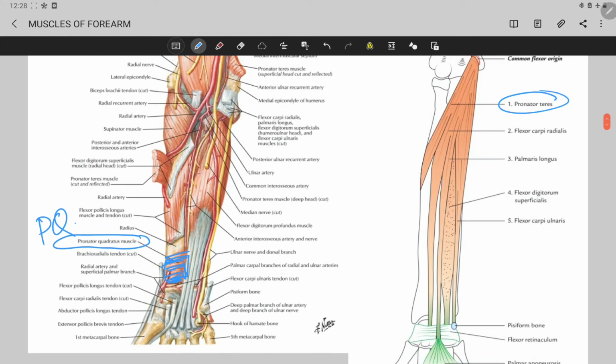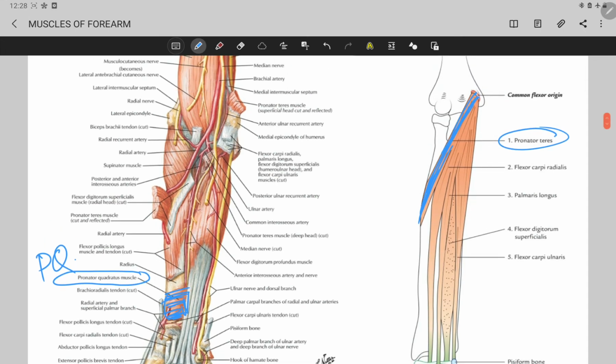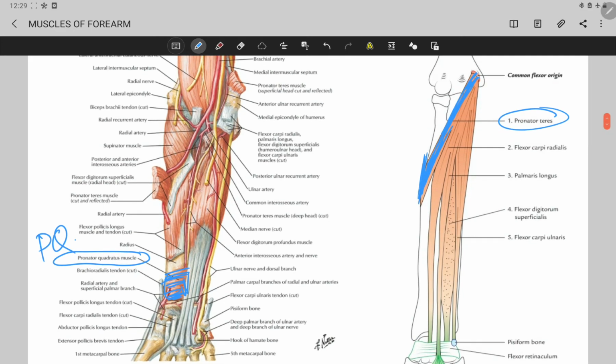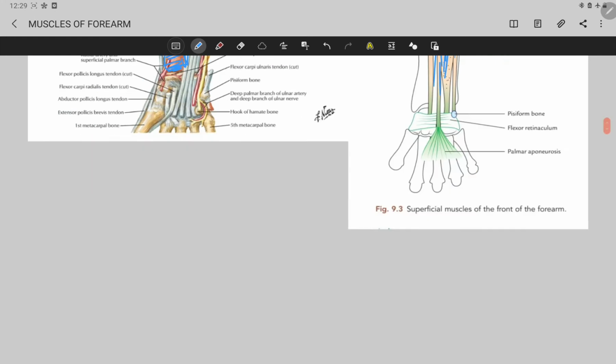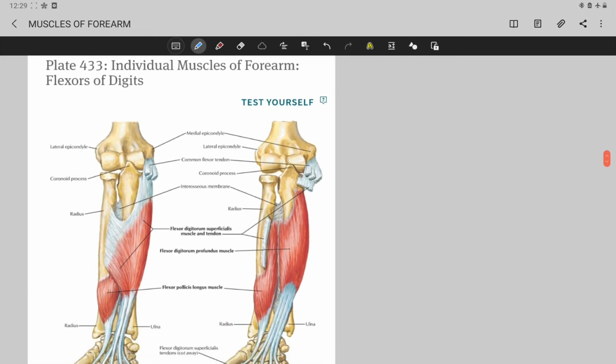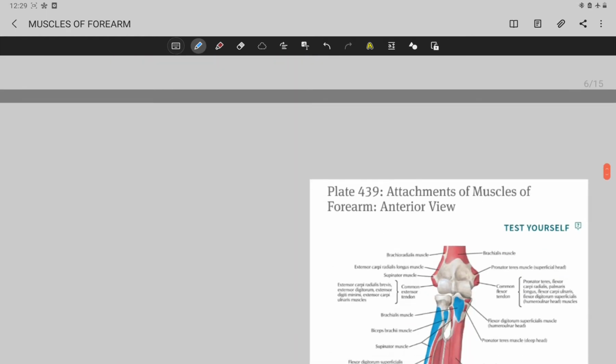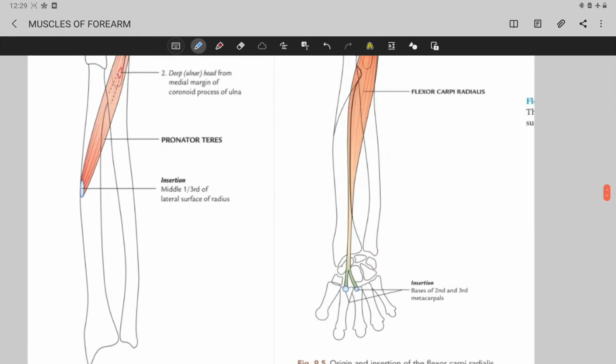Pronator teres, crossing the forearm and attached on the radius. This is the flexor carpi radialis. This is the palmaris longus, long tendon, flexor digitorum superficialis, and flexor carpi ulnaris, most medial. Now let's talk about each and every detail of these muscles.